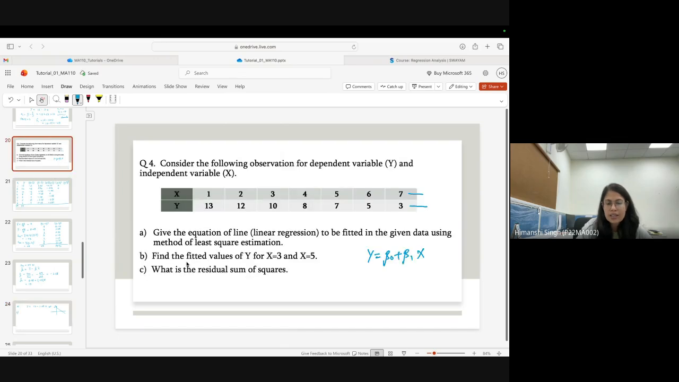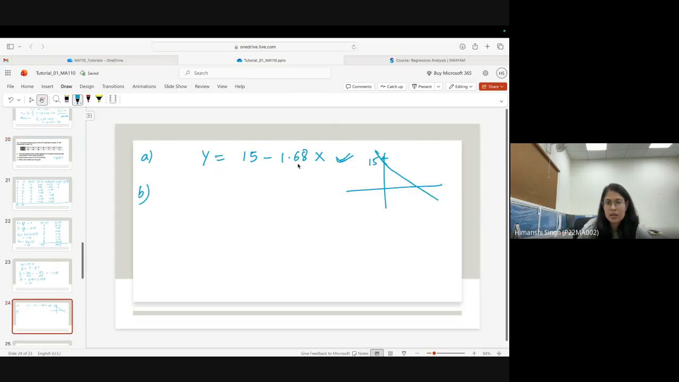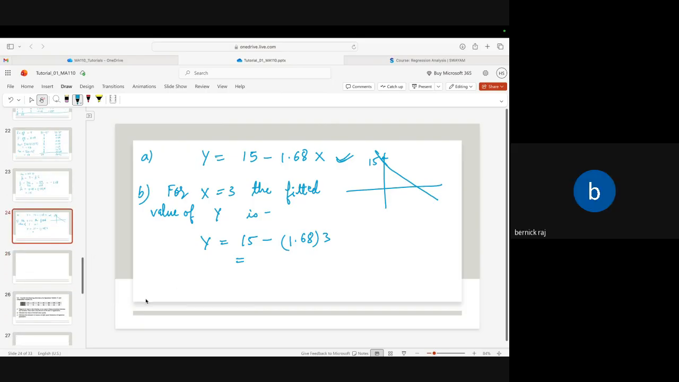Now in the second part, find the fitted values of y for x equal to 3 and x equal to 5. For x equal to 3, the observed value of y was 10. For x equal to 5, the observed value of y was 7. But what will be the fitted value? If I want to find the fitted value, I just put the value of x into this line. So for x equal to 3, the fitted value of y is 15 minus 1.68 multiplied by 3, which is 9.96.